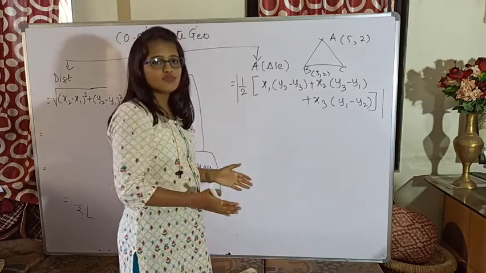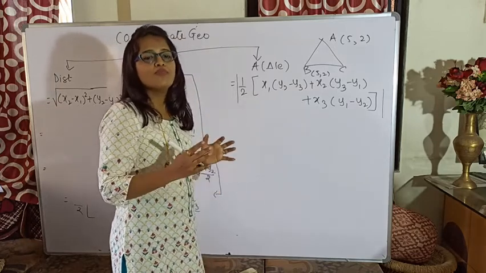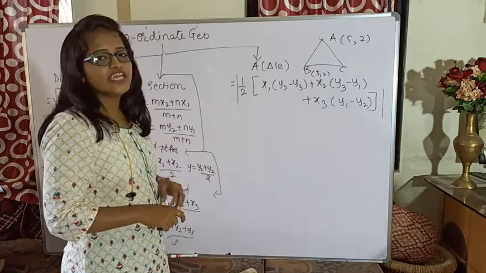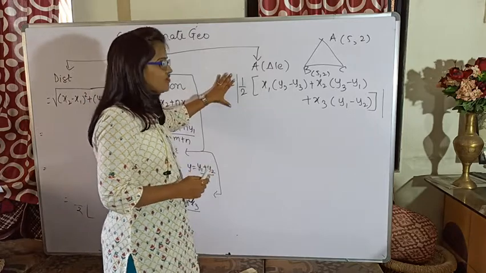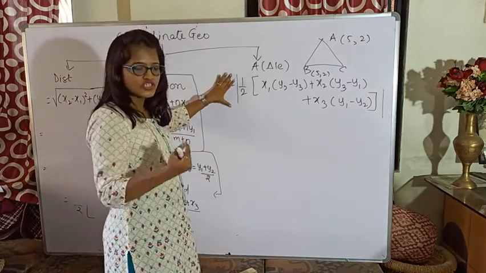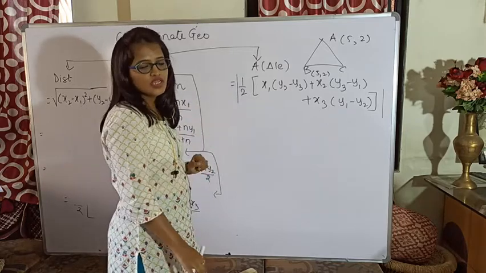So just making the modulus or just taking the modulus of the value, you will be getting a positive value for the area of the triangle. So this is the thing which you will be remembering. So in our area of triangle, we will be making one change, that instead of just writing the formula, we will be writing that formula under the modulus.